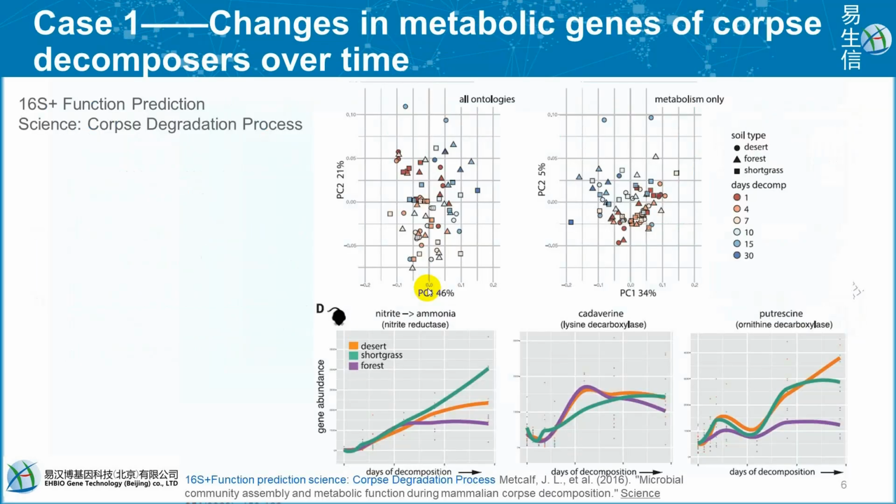Now, in case 1, you can see the change in metabolic genes of corpse decomposers over time. We can see here the PCA plot, and further, PCoA analysis is usually performed, and there is generally no difference in change over time. However, differences in time can be found by selecting metabolic related pathways. Select pathways related to corpse decomposition for fitting and display, such as nitrate to ammonia and cadaverine to putrescine.